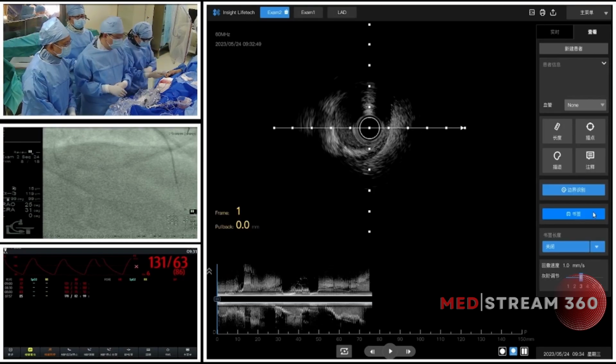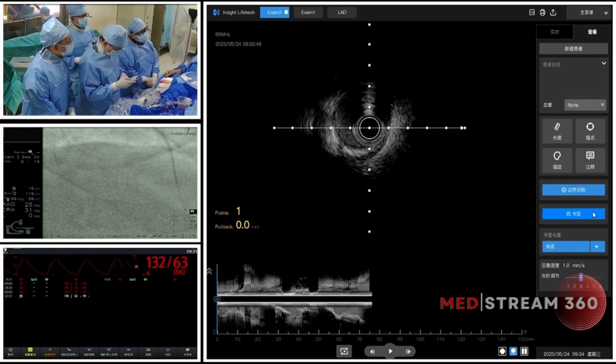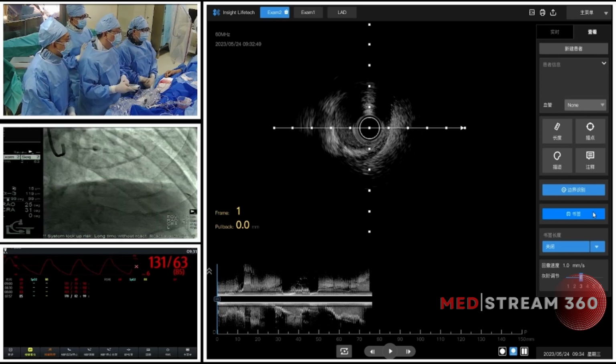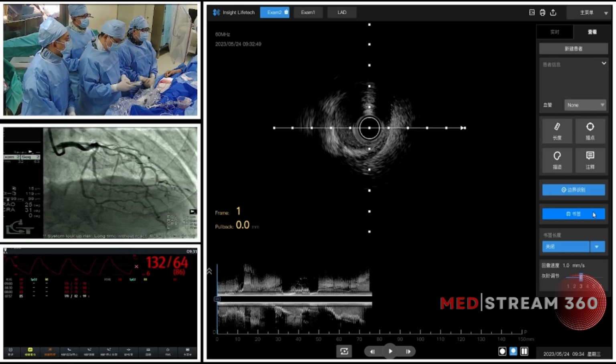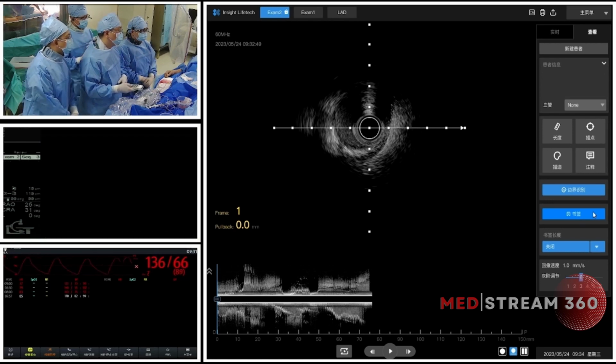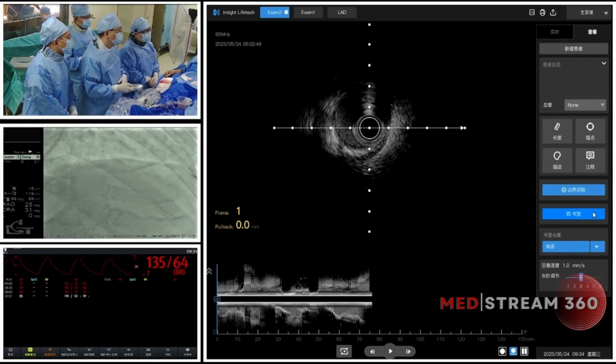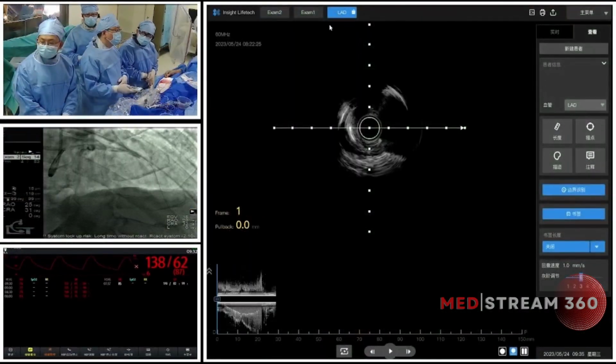Yeah. So actually, we started this procedure much earlier. At the very beginning, we tried to deliver the IVUS catheter through the lesion, but it was very tight. We couldn't deliver the IVUS catheter through the lesion. That's why you thought of using rotational atherectomy. So can you show us the IVUS image after the use of RA?